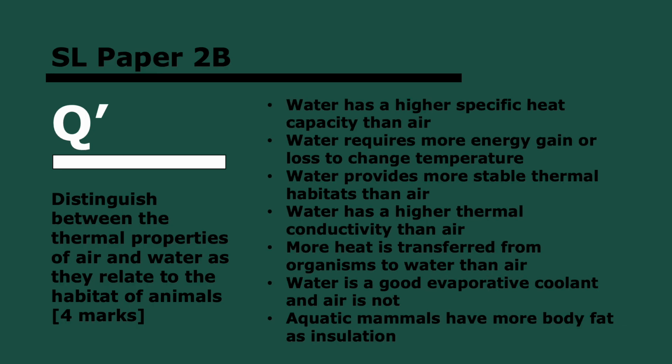So we have all of this, right? First, for the properties. So water has a higher specific heat capacity. It requires more energy to change temperature. Then also it provides a more stable thermal habitat. This makes sense, right? Since it takes a lot more energy to change its temperature, the temperature stays a lot more stable. And then it also has a much higher thermal conductivity. So thermal energy passes through water much more easily than air. Therefore, more heat is transferred from organisms to water than air.